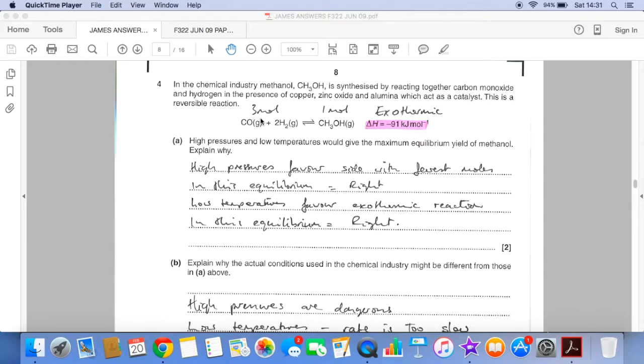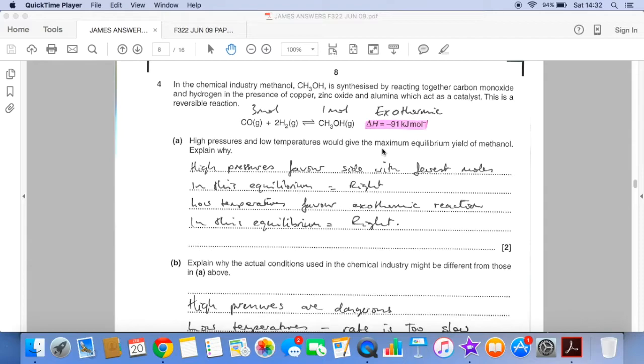So the first part of the question, you can see I've added some extra little bits of information here. As I'm processing this, or as I'm reading through the question, I would advise that you do this. So we've got 3 moles of reactants, 1 mole of product, and that negative 91 means it's exothermic, or the forward reaction is exothermic. So high pressures favour the side with the fewest moles. So in this equilibrium, we've got fewer moles on the right, so high pressure will shift this equilibrium to the right hand side and give us the maximum equilibrium yield.